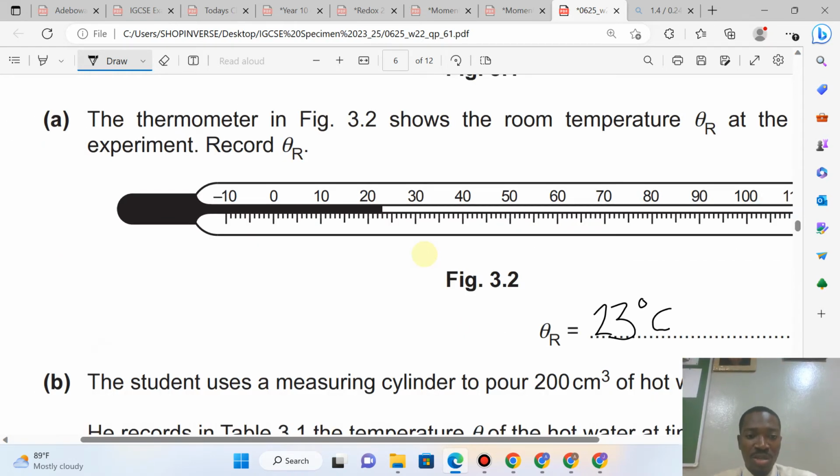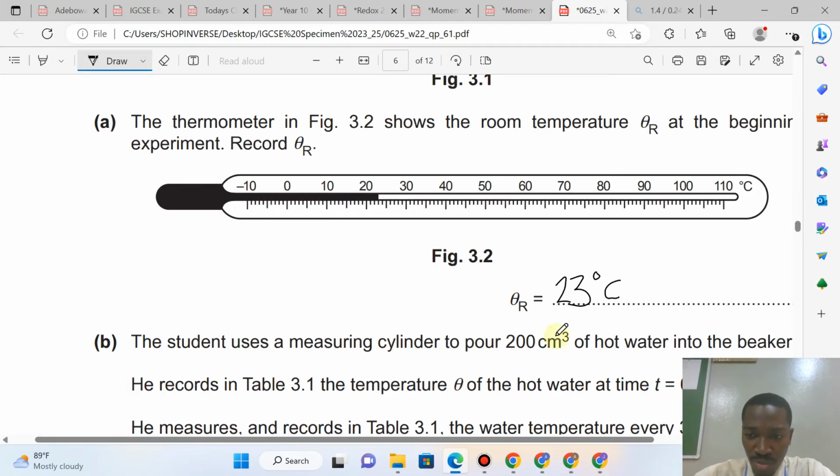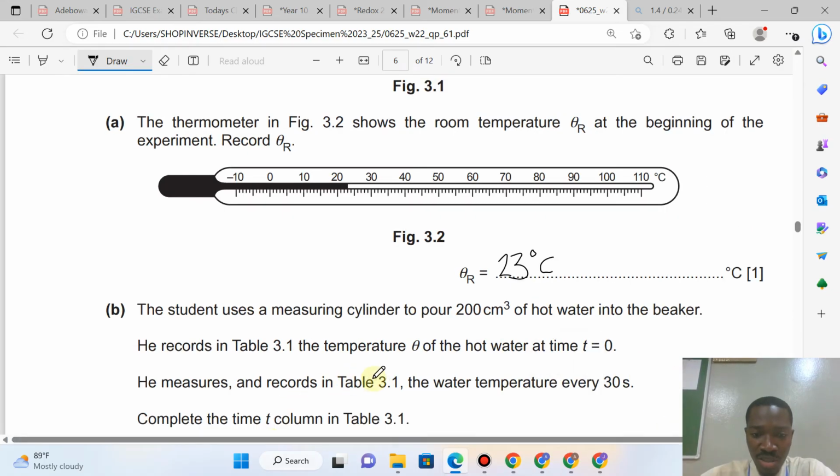The next question says, the student uses a measuring cylinder to pour 200 cm³ of hot water into the beaker. He records in table 3.1 the temperature theta of the hot water at t equals 0. He measures and records in table 3.1 the water temperatures every 30 seconds. Complete the time t column in table 3.1. Take note that he does that every 30 seconds, right? Starting from the time t equals 0 seconds.